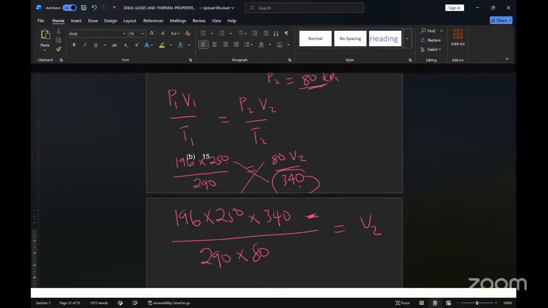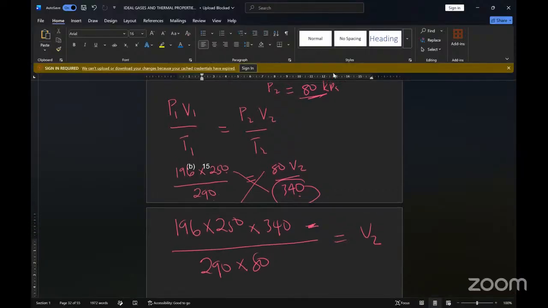And maybe your teacher will teach you a different way of doing it, but this, when I see it like this, is easier. I just move them around. Cross multiplication means this one will come and join this one, so you multiply that, and this one will go and join that one. You multiply that, then you isolate your V2. So the answer is going to be 196 times 250 times 340.